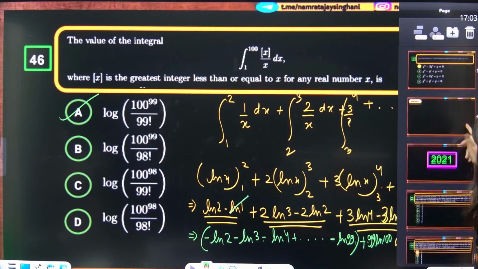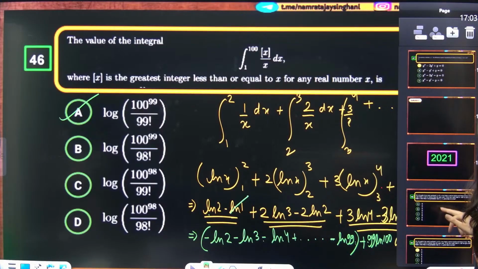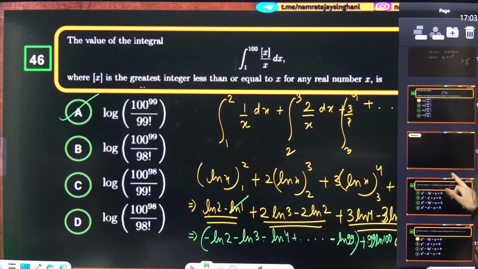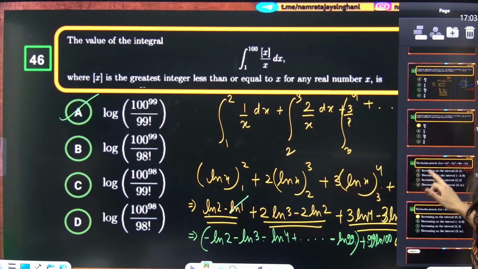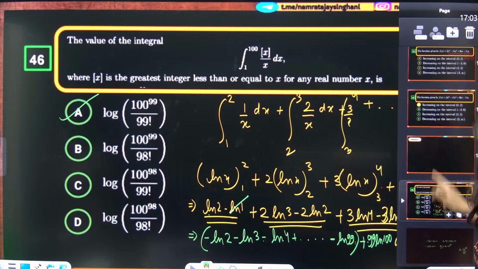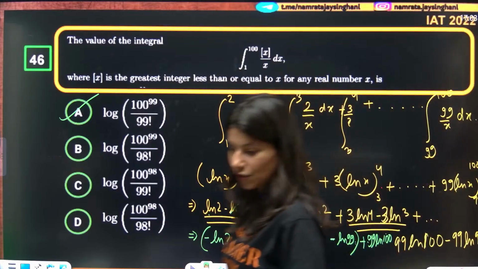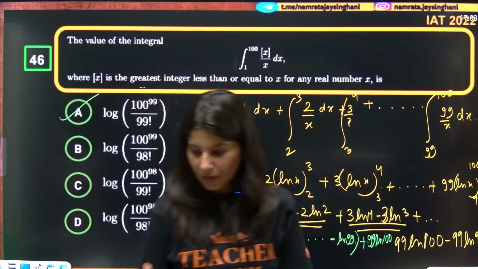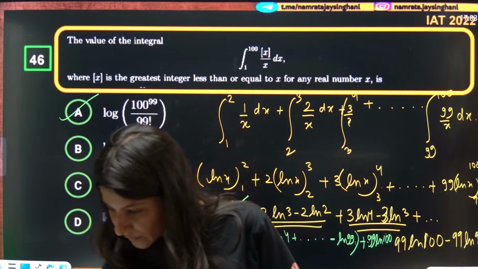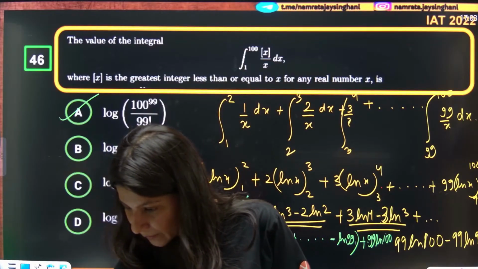Now the 47th question. The last 3 questions I am giving you as homework. So we are going to end this session right here, right now. Okay. All right. Yes, everybody.